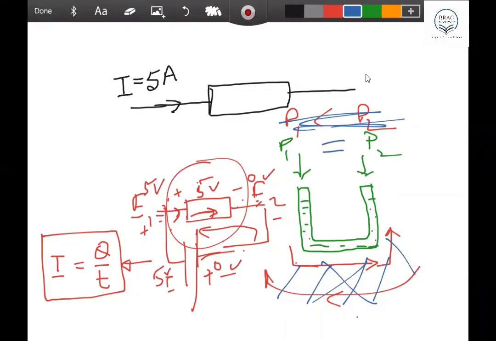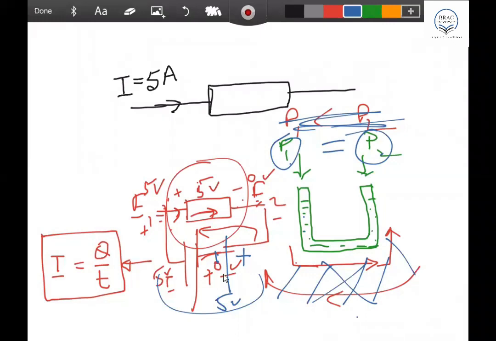If you connect two 5 volt batteries, one this way and another this way, this is plus 5 volt, this is minus 5 volt. So the 5 volts cancel out, 0 volt. You are getting 5 volt here and 5 volt here, so the difference is what? 5 minus 5, it is 0 volt. So no current will flow through that.